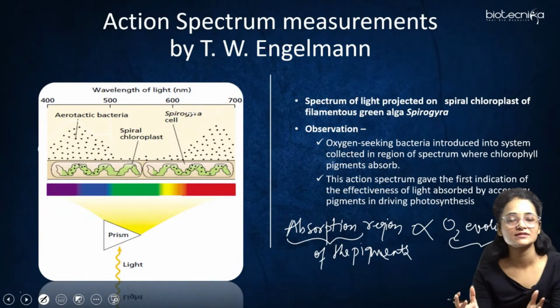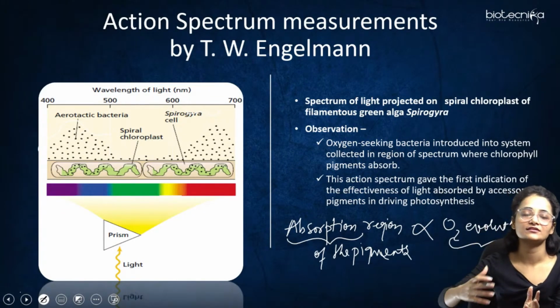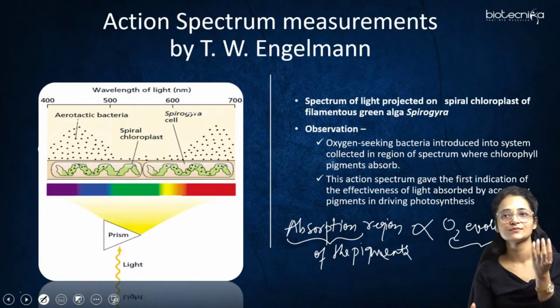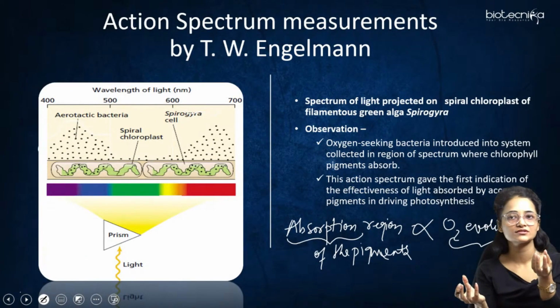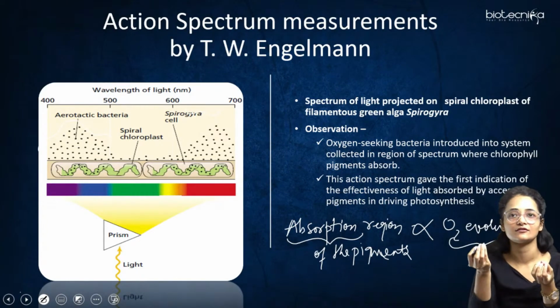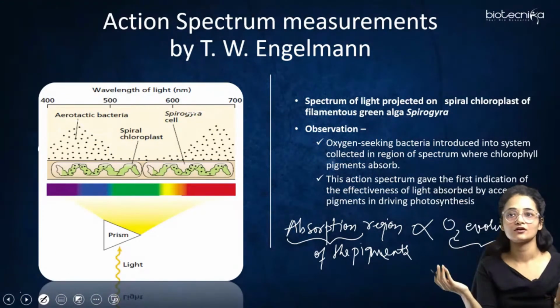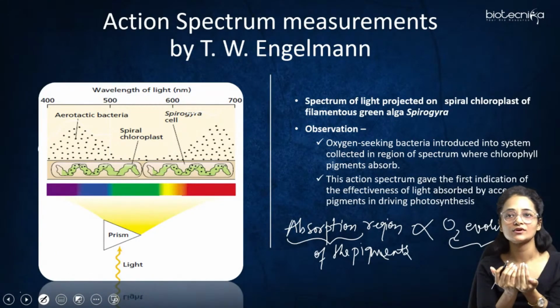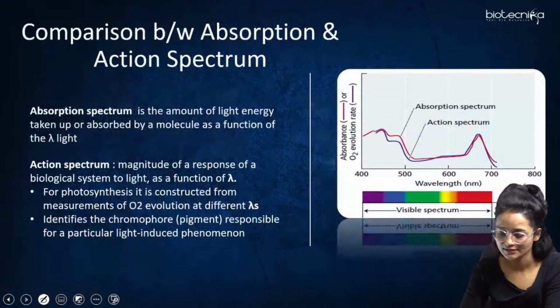Through this experiment, he came to the conclusion that the oxygen that is being evolved is directly proportional to the absorption region. Wherever the chlorophyll molecules were absorbing the light, there only these aerobic bacteria were growing, which means that they were releasing oxygen at that time. In complete photosynthesis, at last the oxygen is released. So that was the conclusion of this experiment, right?